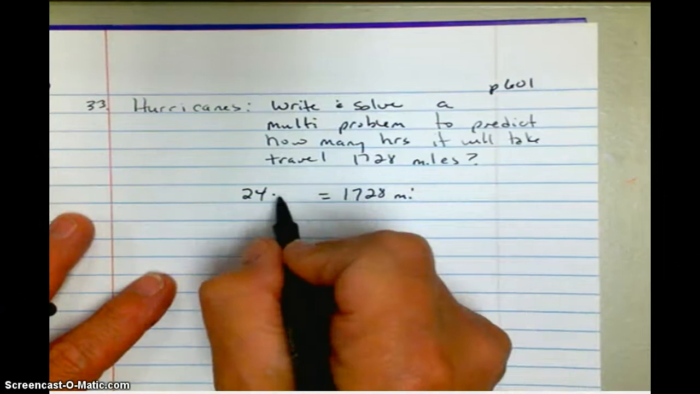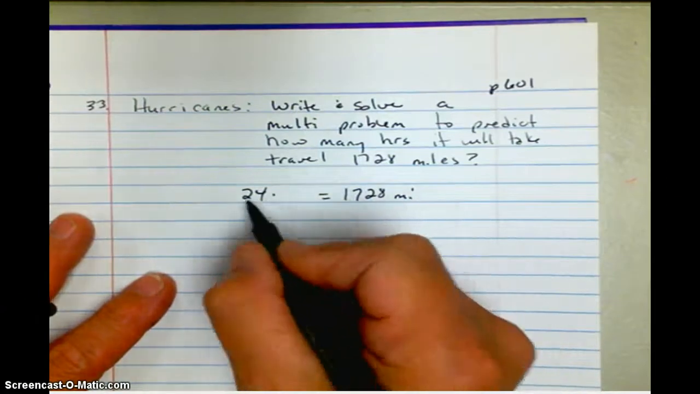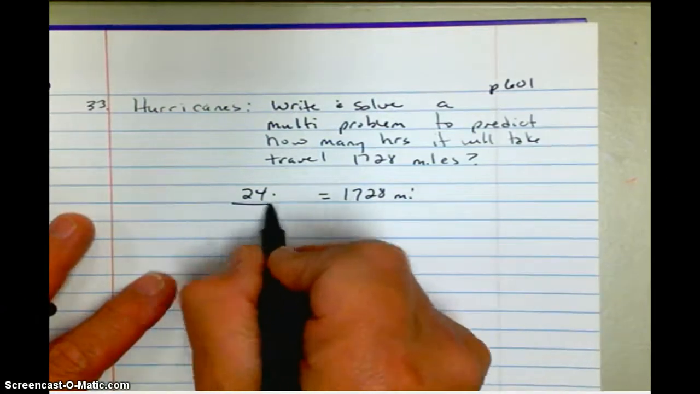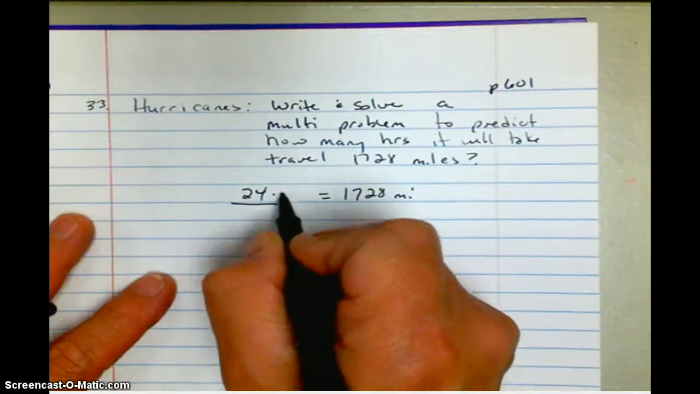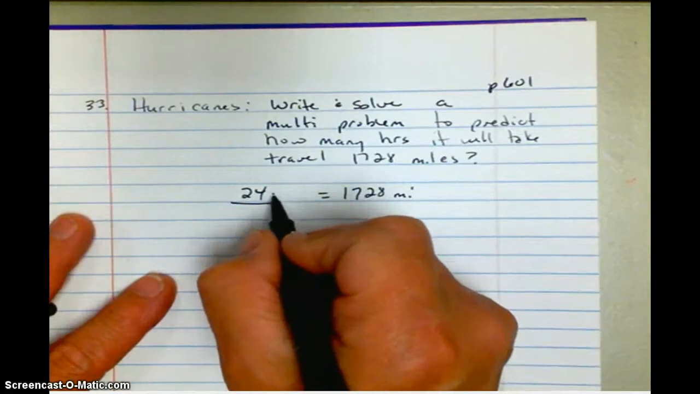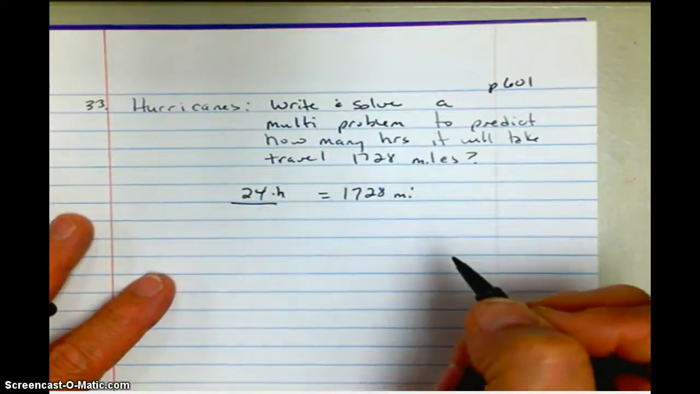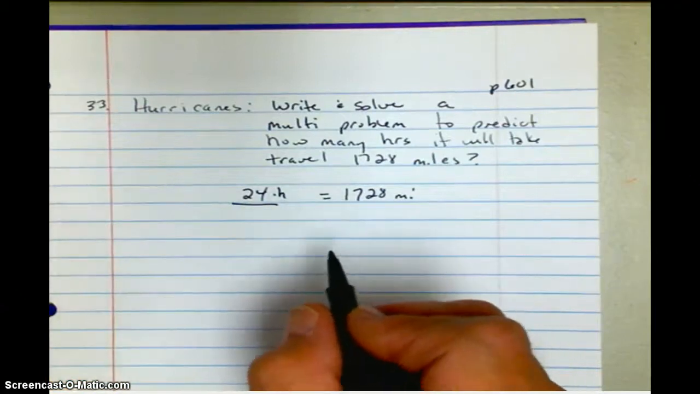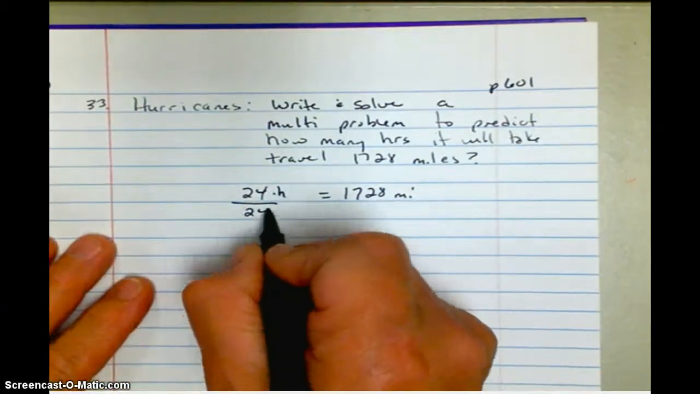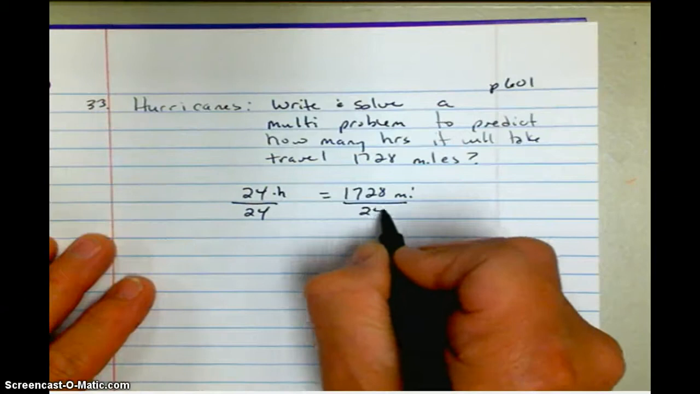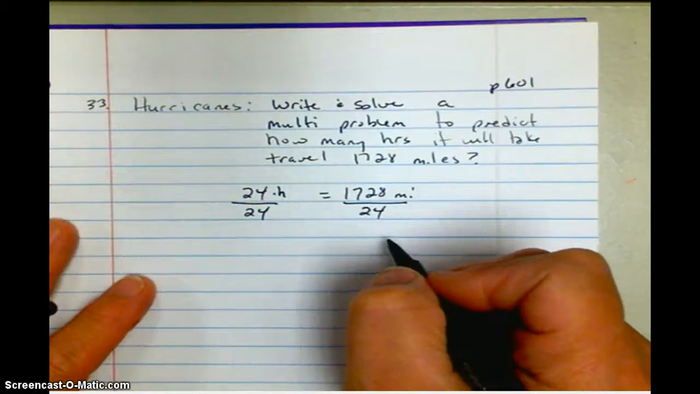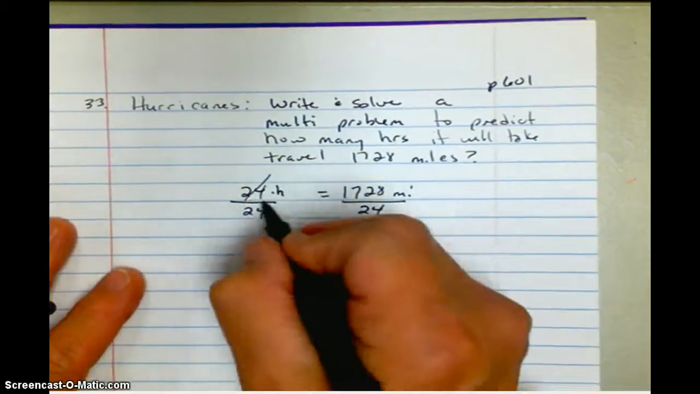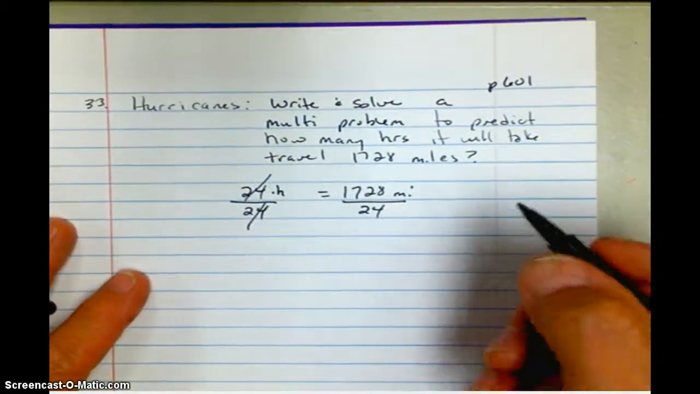So instead of multiplying, to solve for a multiplication problem, we want to divide. This is going to be hours, multiplied by time. So instead of multiplying, we're going to divide by 24, and we're going to divide by 24 on both sides. So now our problem is going to look like this. The 24s cancel each other out.